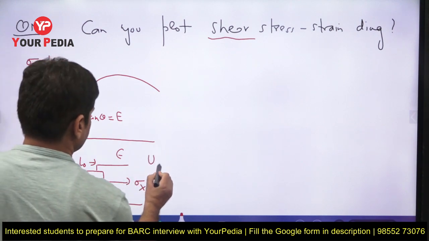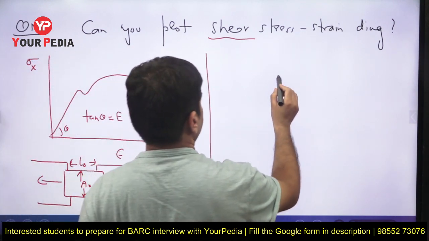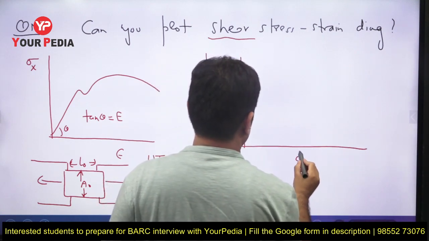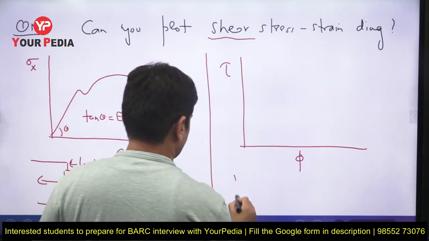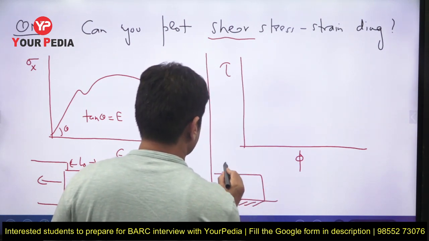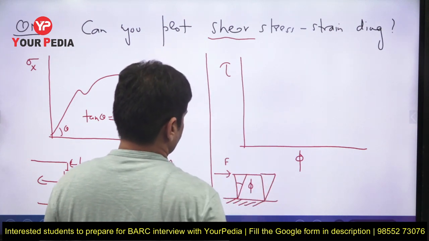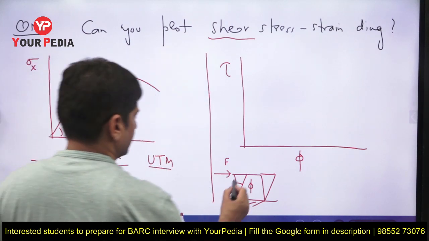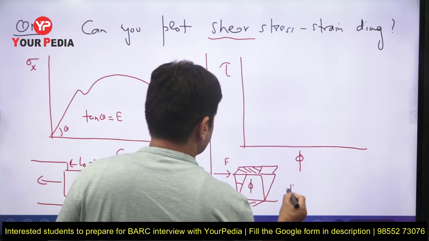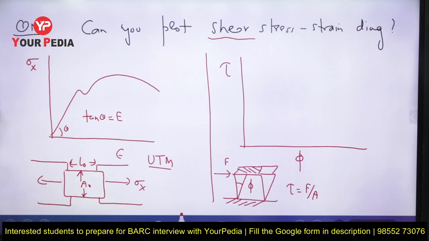This is the universal testing machine. Now the question was, can you draw the shear stress, shear strain diagram also? Yes. You know what shear stress is, you know what shear strain is. If I give you a body that is subjected to a shear force, let us say F, then that body is going to undergo shear strain, phi. And with this cross section area, shear stress is nothing but shear force per unit area of cross section. So you know these particular things already.